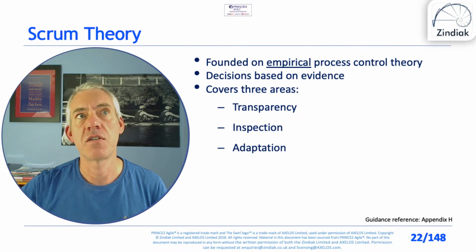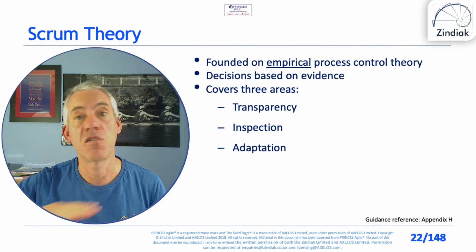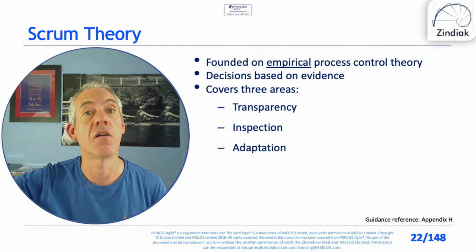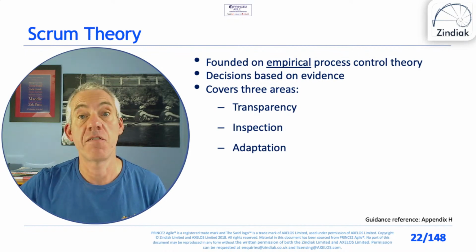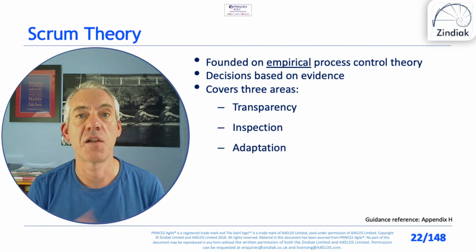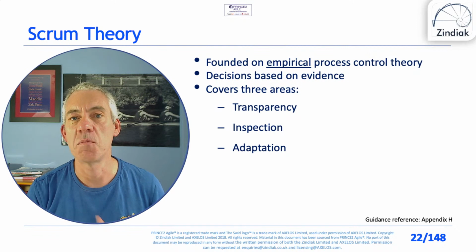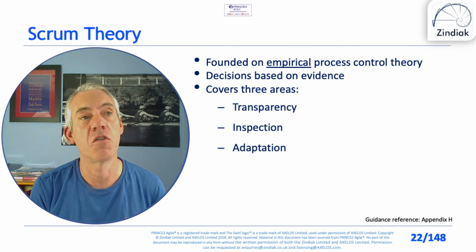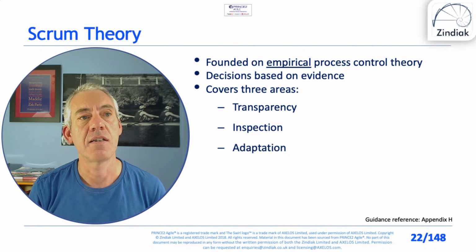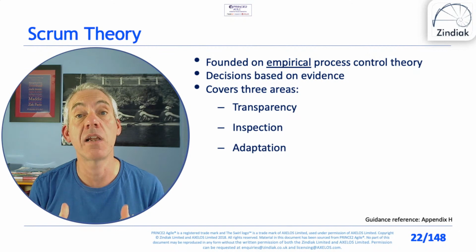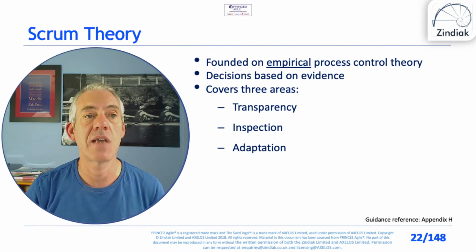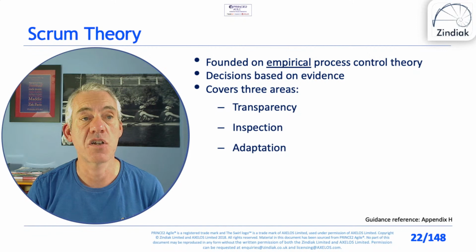For hundreds of thousands, if not millions of years, human beings thought the earth was flat. Common sense told them it was flat, but actually the evidence suggests it's not flat, that it's actually a sphere, or maybe a squashed sphere, and that the earth rotates around the sun rather than the sun going around the earth. So we do have to be careful with rationalism or common sense. It's remarkably often wrong. So try and make decisions based on evidence. And it covers 3 areas. So the 3 pillars of Scrum are transparency, inspection, and adaptation.